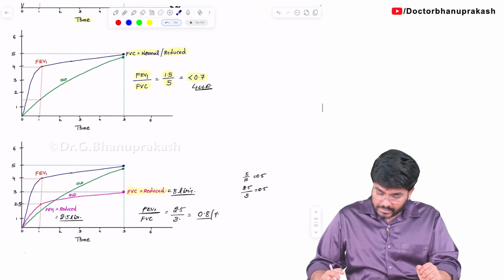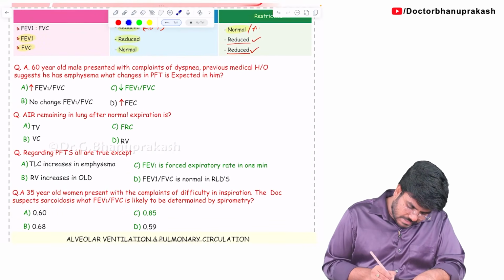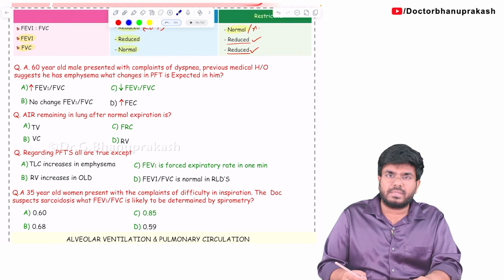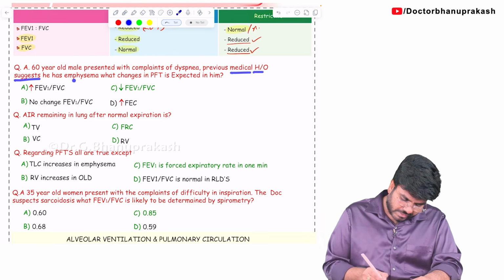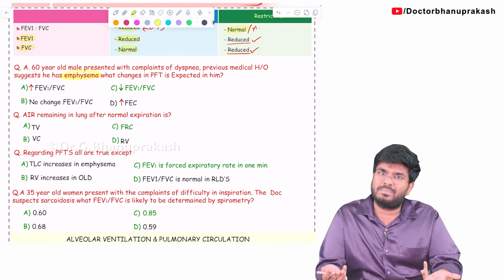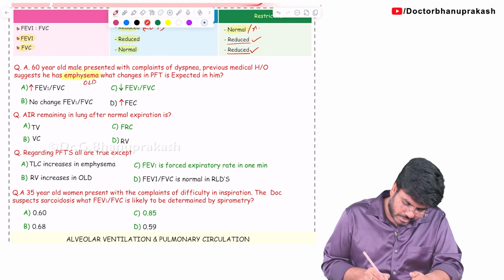Now let's look at the MCQs for better understanding. Guys, a 60-year-old male presents with a complaint of dyspnea. He is having difficulty in breathing. Previous medical history suggests he is having emphysema. Stop. The moment you see the word emphysema, we all know emphysema is obstructive lung disease. Okay, so emphysema, OLD, obstructive lung disease.